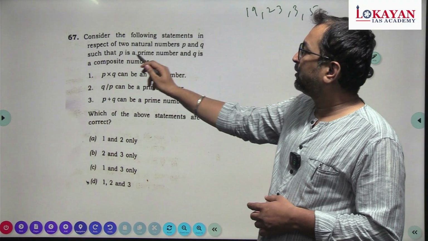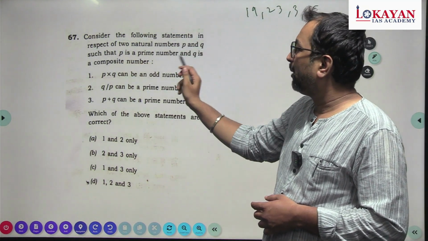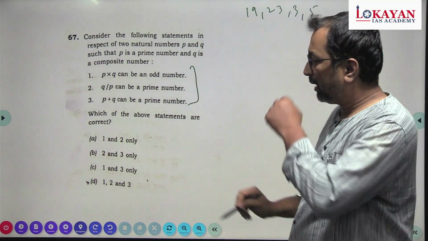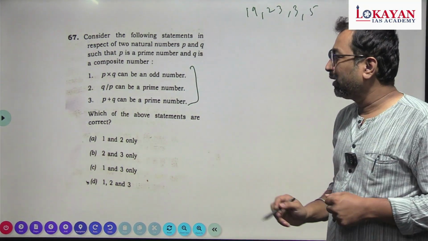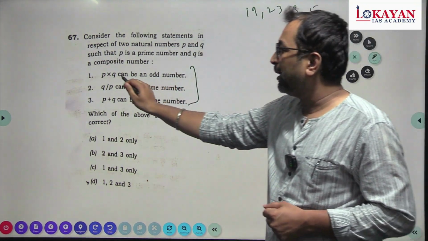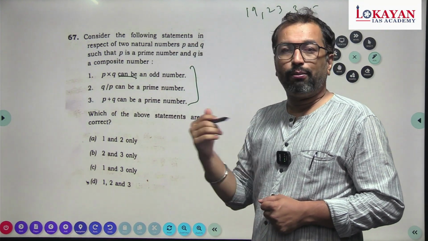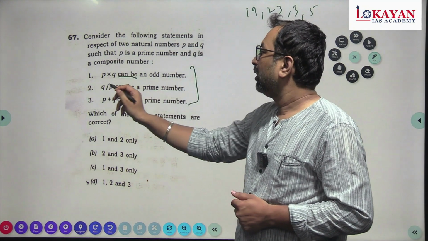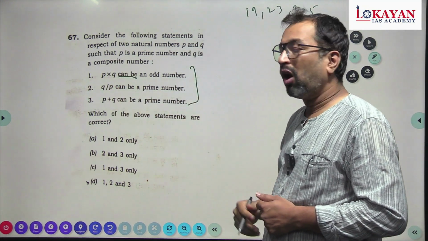So P and Q are such numbers that P is a prime number and Q is a composite number. And we have to check these conditions: P into Q can be, and it has said can be, so they have asked us the possibility. P into Q can be an odd number. Q by P can be a prime number. Now how to do this?